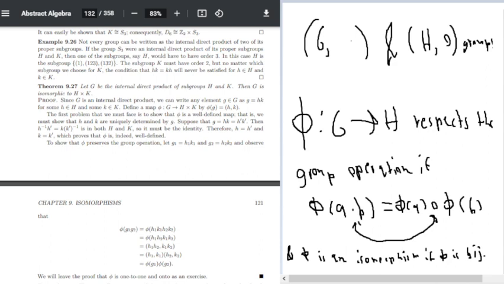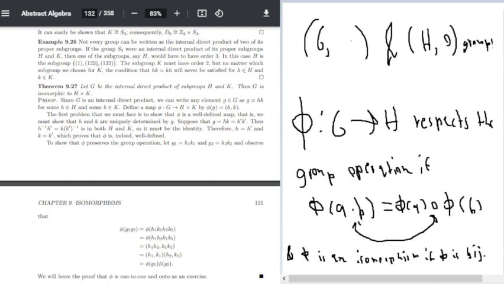Theorem 9.27. Let G be the internal direct product of subgroups H and K. Then G is isomorphic to H times K. Proof. Since G is an internal direct product, we can write any element g in G as g equals hk for some h in H and k in K. Define a map phi from G to H times K by phi of g equals (h, k). The first problem that we face is to show that phi is a well-defined map. That is, we must show that h and k are uniquely determined by g.